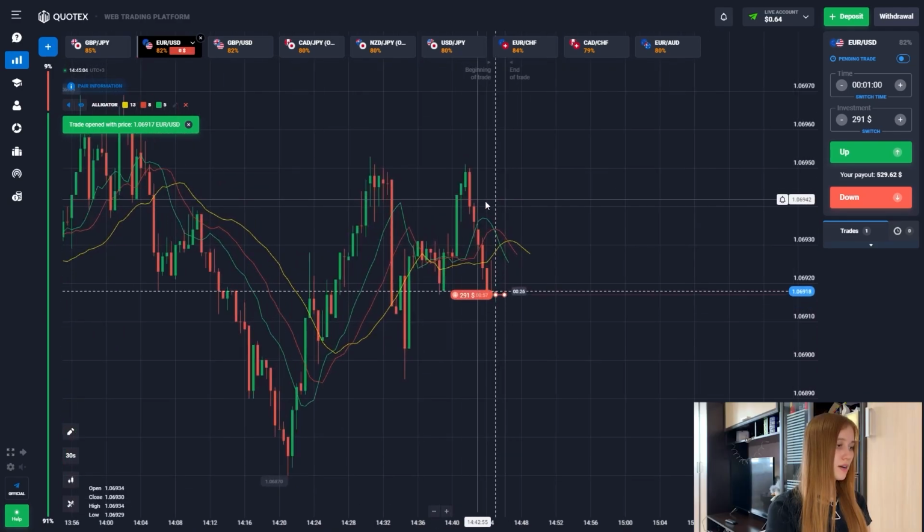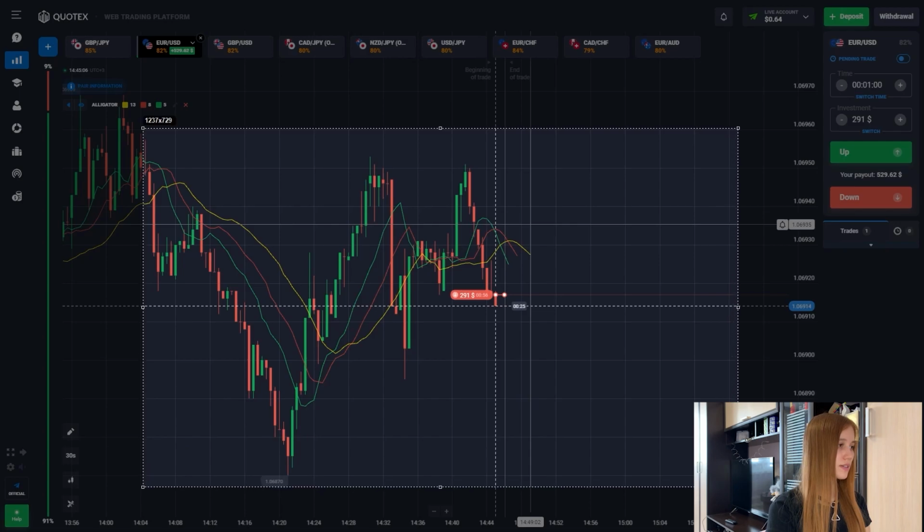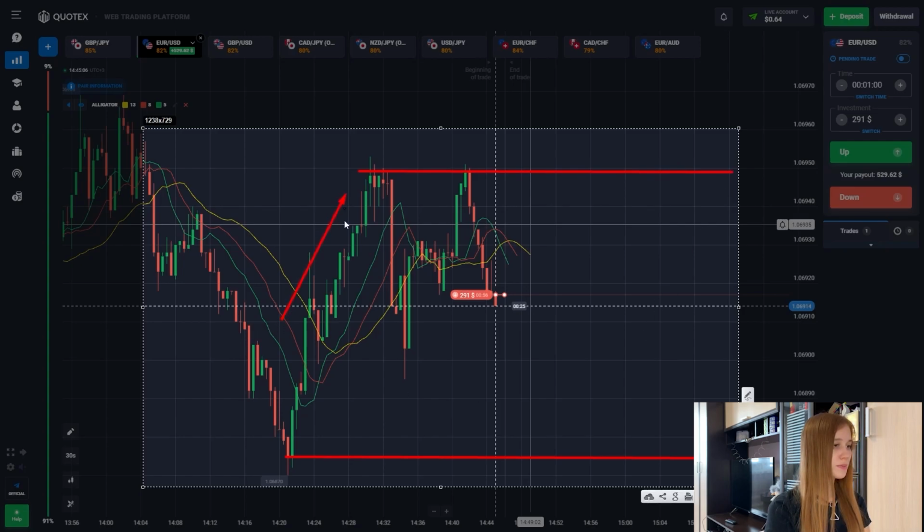Let's open a down trade here. Consider the situation, see the corridor from which the price rebounded. Mark the support zone and resistance zone formed earlier. We see that the upward movement prevailed. Then the price stood in one place, and that's to this level.